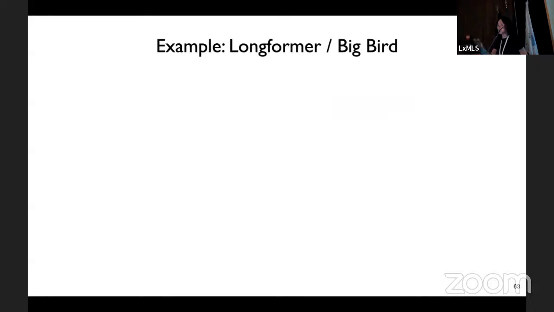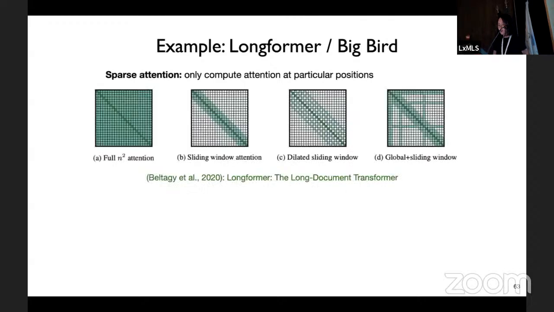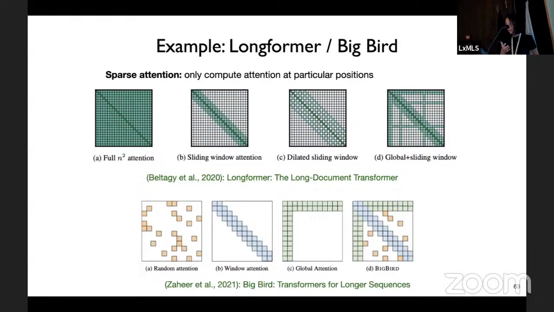Another representative family of models uses sparse attention patterns. Instead of calculating all the entries in this very big n by n matrix, they only calculate attention at some particular positions. For example, Longformer from Allen Institute and BigBird from Google use very similar ideas. Instead of doing this n square attention, you just calculate the attention at some particular positions.